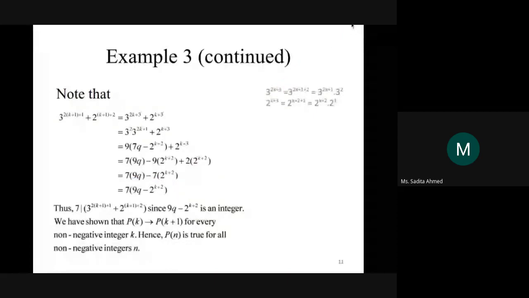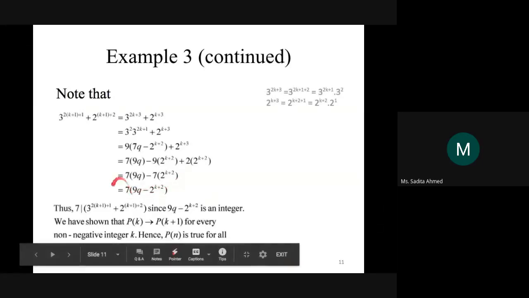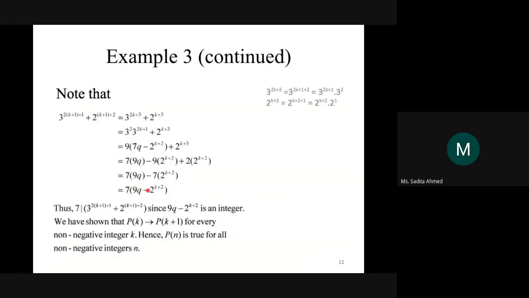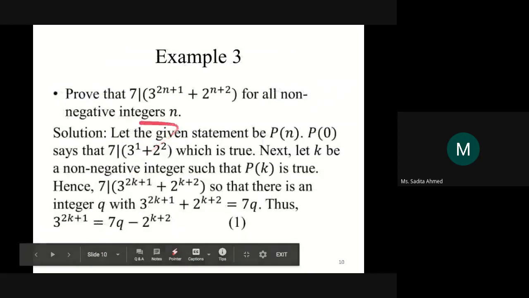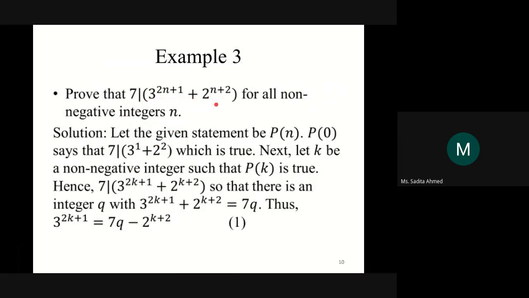Now, tell me, is this term divisible by 7? Yes. Obviously, this term is divisible by 7. Here we have an integer and here we have 7. 7 is a factor here. So obviously, this term is divisible by 7. Since this term is divisible by 7, what have we done just now? We have proved that this statement is true for k plus 1.